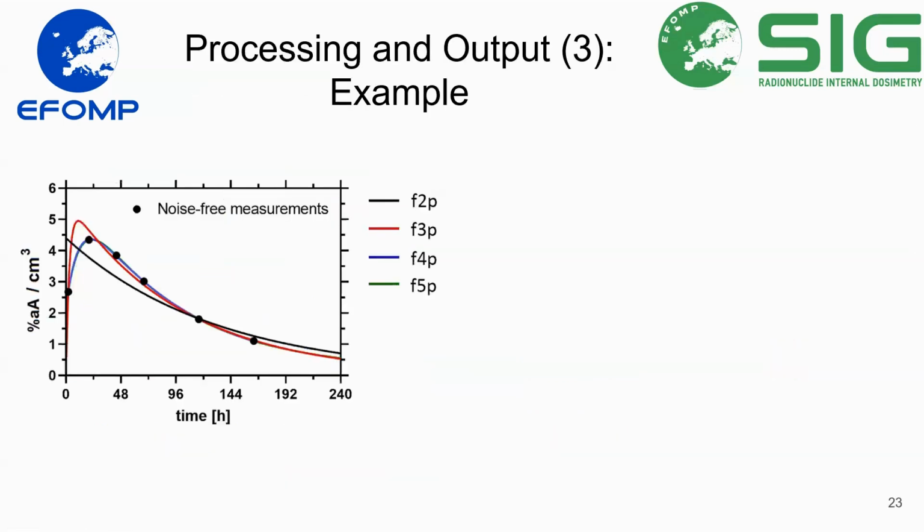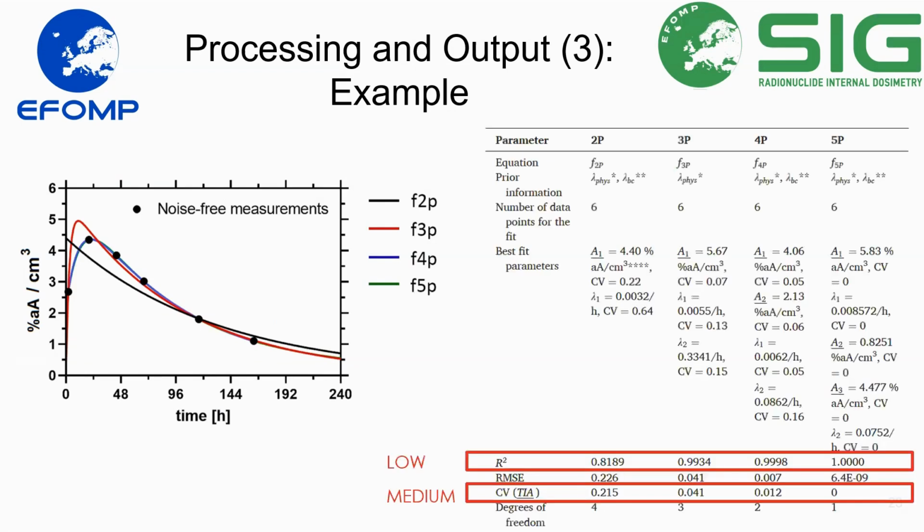So this is for our example. Let's say that we have our data at 6 different time points, and then we fit it with different functions. As you can see, F2P in black, the function F3P in red, F4P in blue, and F5P in green.